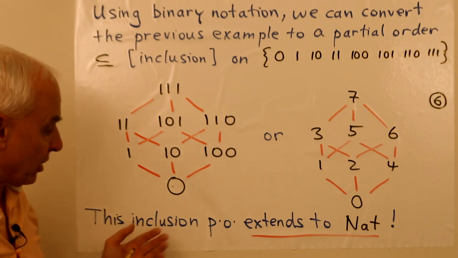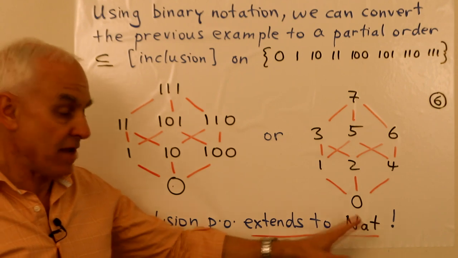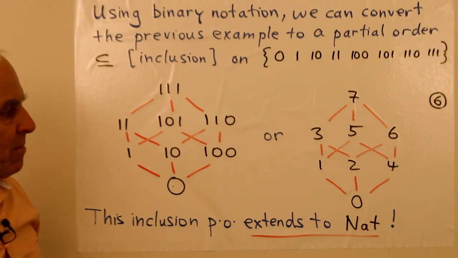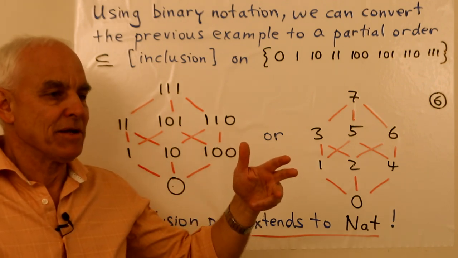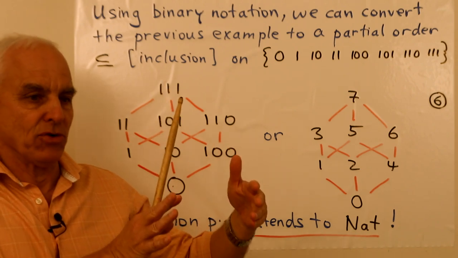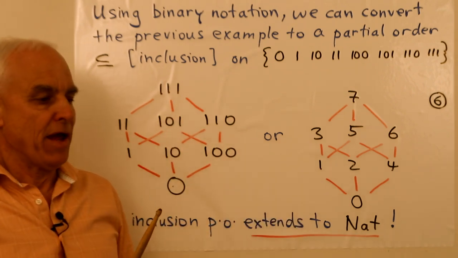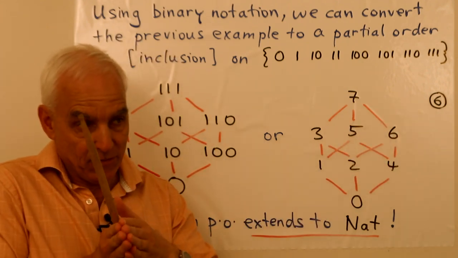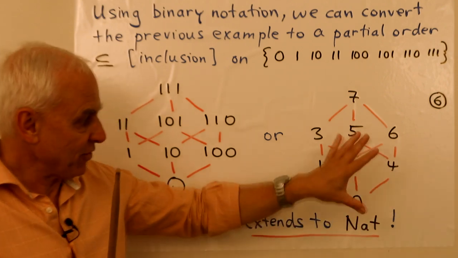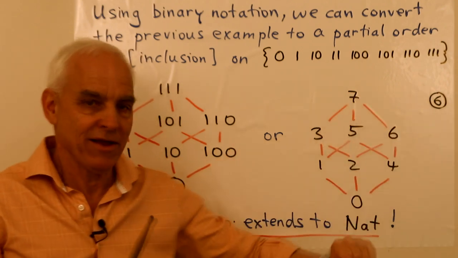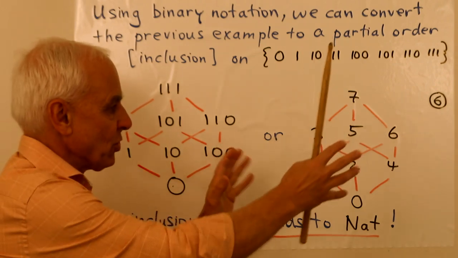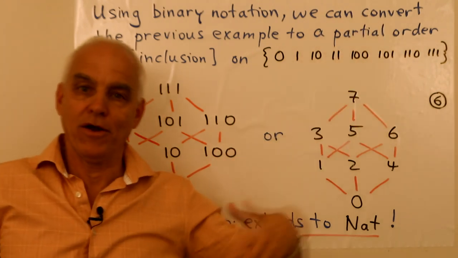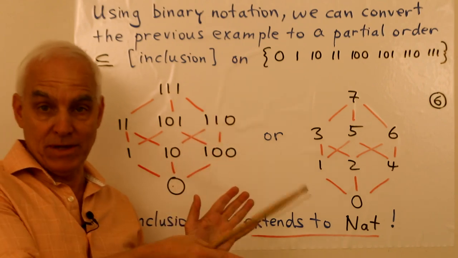And now it turns out that this inclusion partial order actually can extend to natural numbers. So we could draw this picture in a bigger way by adding more variables to our original set A0, A1, A2. So if we added an A4, then that would allow us to extend this diagram, going not just from 0 to 7, but from 0 out to 15. You might like to think about what that bigger picture would look like. And so you have these different partial orders that all sort of fit together. So actually, there's a single partial order on all of the natural numbers that encodes all of them at the same time.